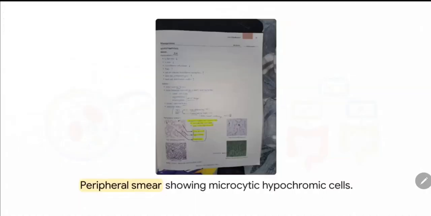Let's look at the peripheral smear carefully. This is your classic microscopic picture. You can easily spot obvious pencil cells, teardrop cells, and just striking hypochromia. Look at how massive the central pallor is in those red blood cells. They practically look like empty rings. There is also anisopoikilocytosis, which is just a fancy way of saying unequal size and shape of the RBCs. Because of this, your RDW, the red cell distribution width, will be elevated.